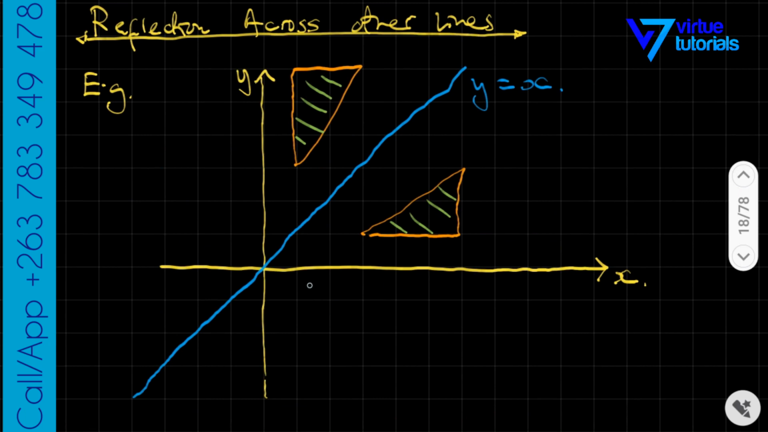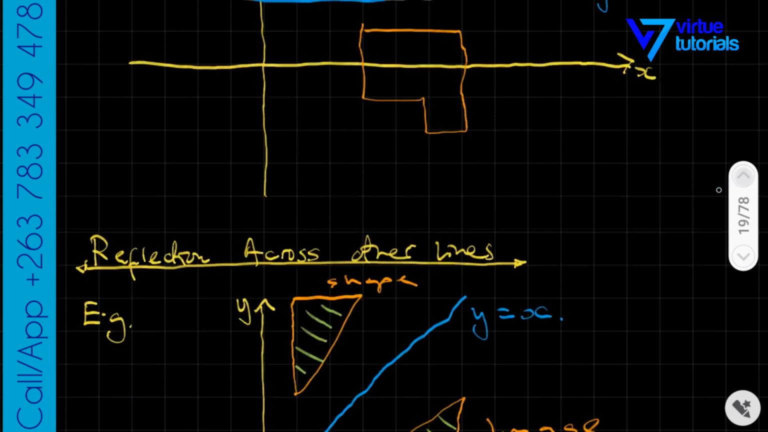Now, you can have other lines that are not the x and y axis as your mirror lines, right? So, for example, here we have the line y is equal to x, and then we have the shape and the image, right, equidistant on either side of the mirror line. So the distance of the shape from the mirror line is the same as the distance of the image from the mirror line.